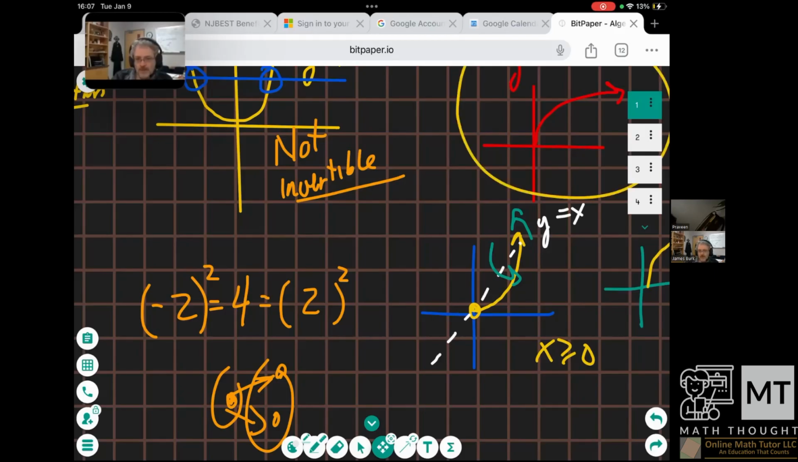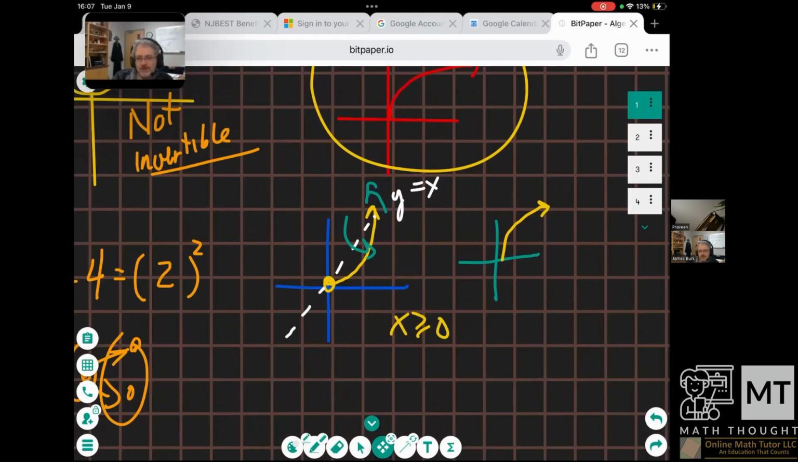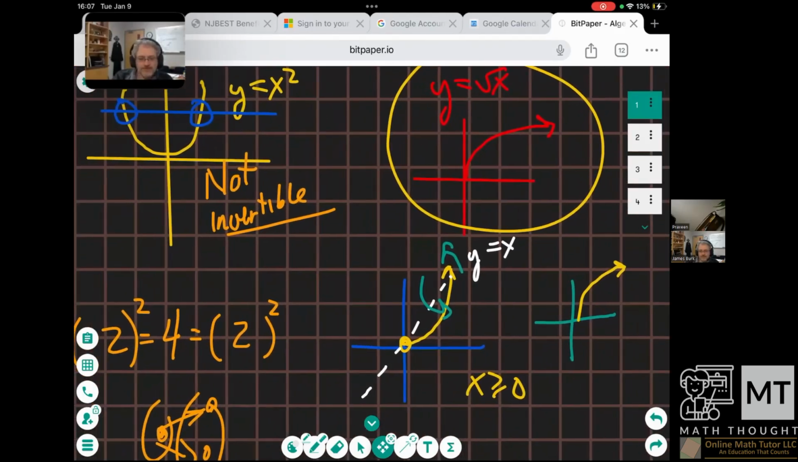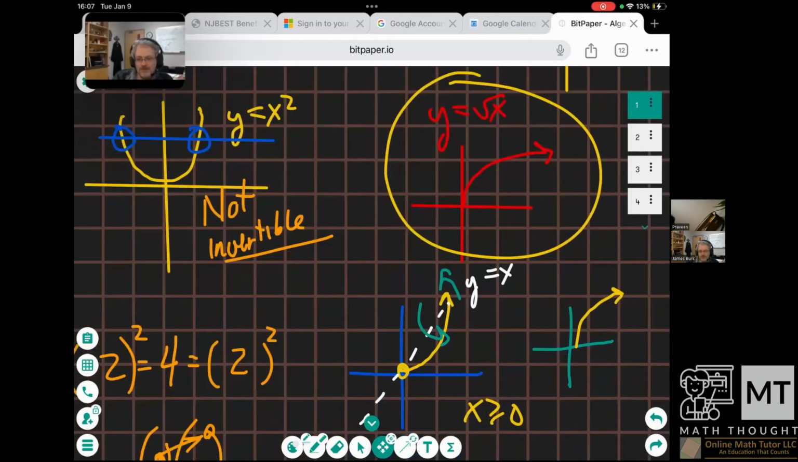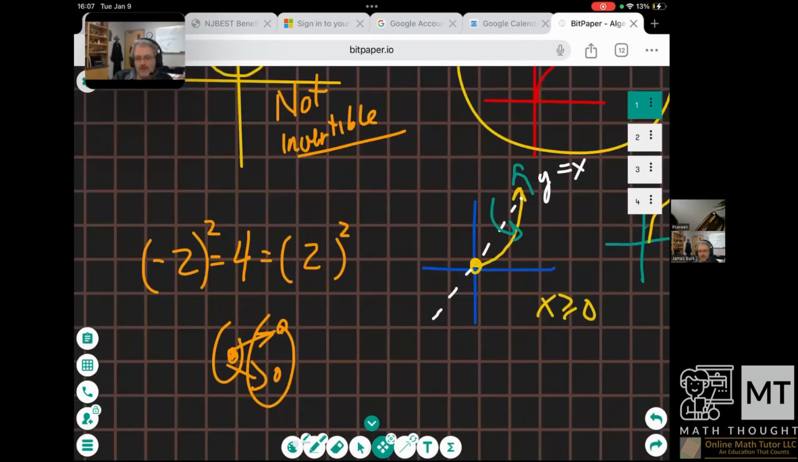Yes. Now, when you're working with inverse functions, there's a certain notation which is used. Remember this right here? F to the minus one. Yes, that's inverse notation, right?